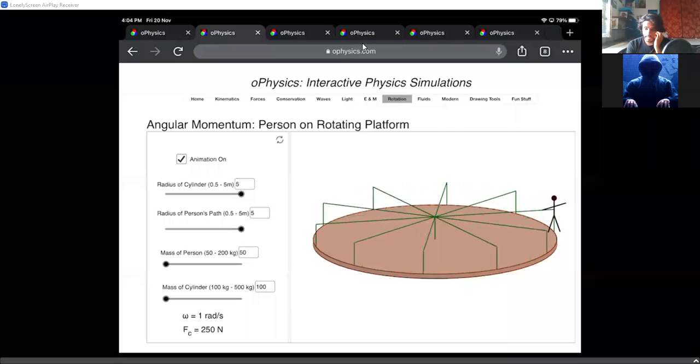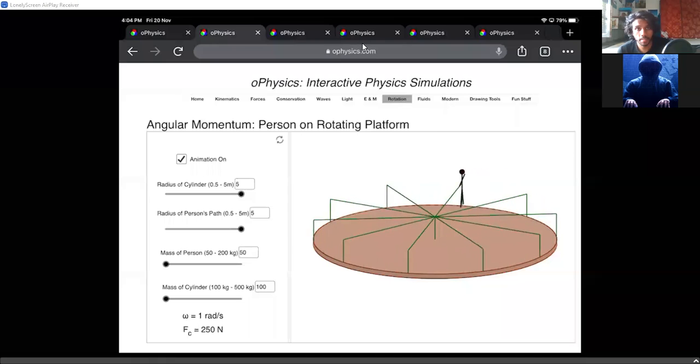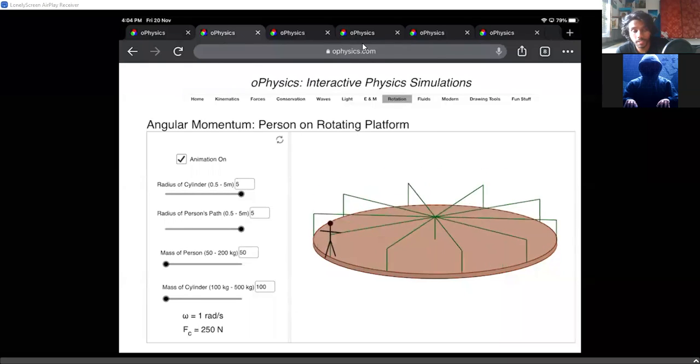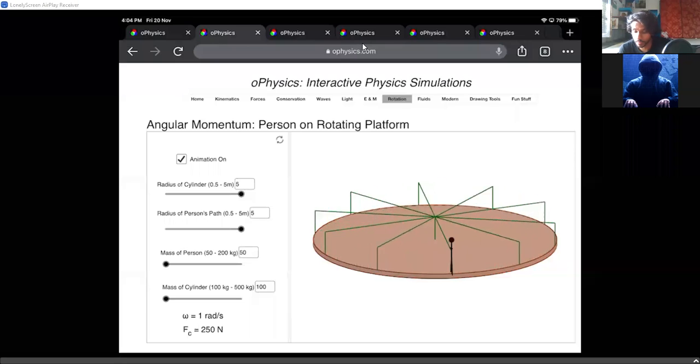Hey guys, welcome back. This is day 14 of rotation dynamics, and I forgot to tell you about the simulations on this website, ophysics.com.